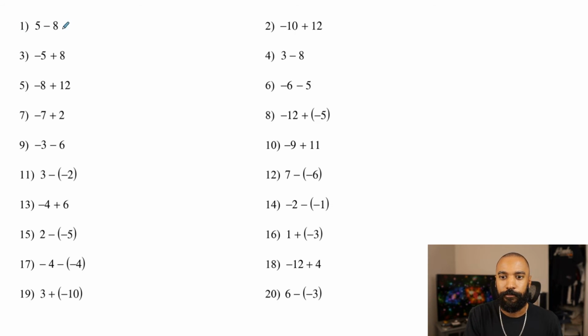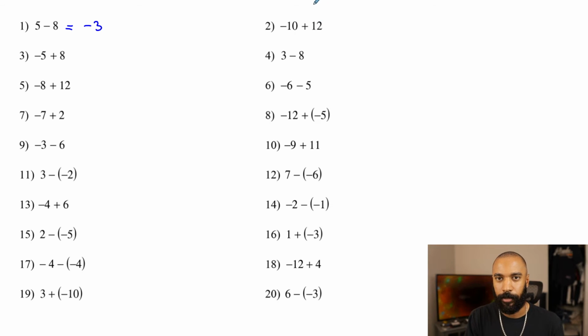Okay, number 1, 5 minus 8. It's like 8 minus 5, but the result is negative. So this equals -3. 8 minus 5 is 3. Negative number was bigger, negative. It's a difference because different signs.